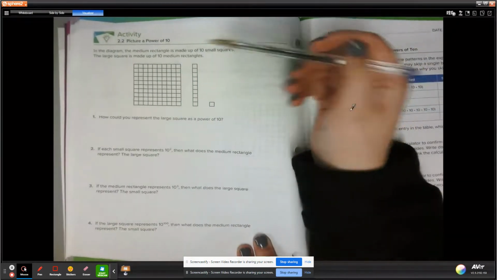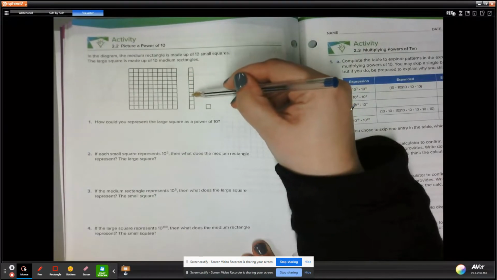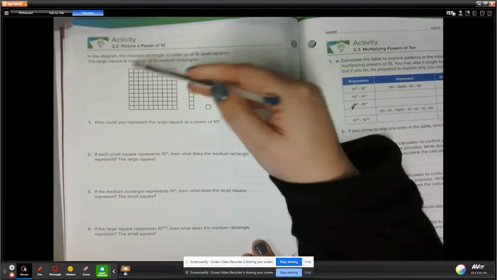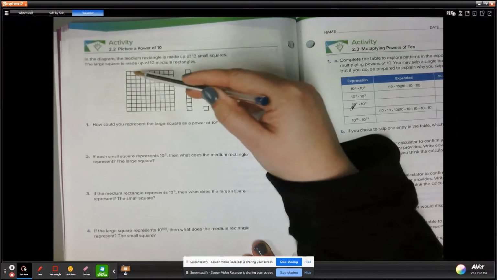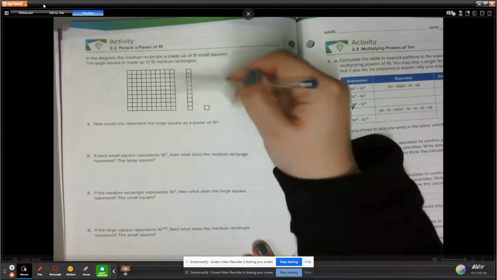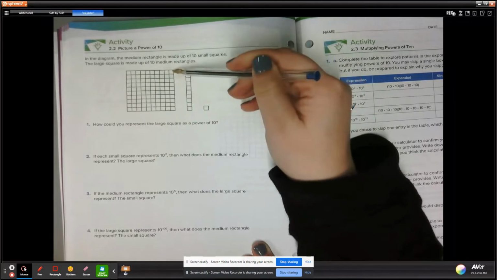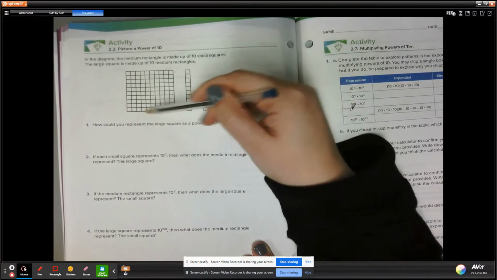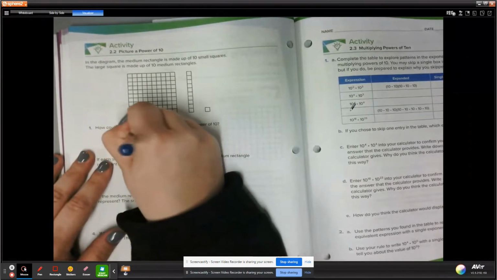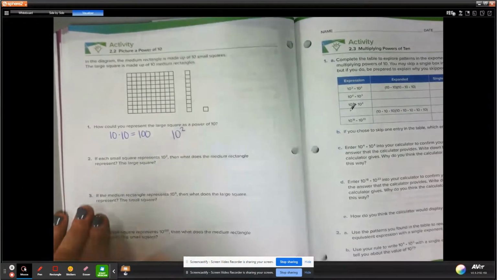610. In the diagram, the medium rectangle is made up of 10 small squares. The large square is made up of 10 medium rectangles, so 10, 20, 30, 40, 50, 60, 70, 80, 90, 100. So this is 100 small squares. How can you represent the large square as a power of 10? Well, if this is 10 by 10, the area would be 10 times 10, which is also 100. But we can also represent that using an exponent as 10 squared.